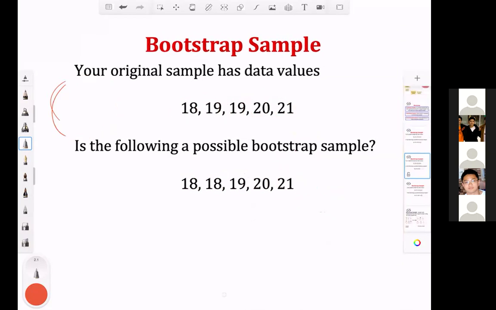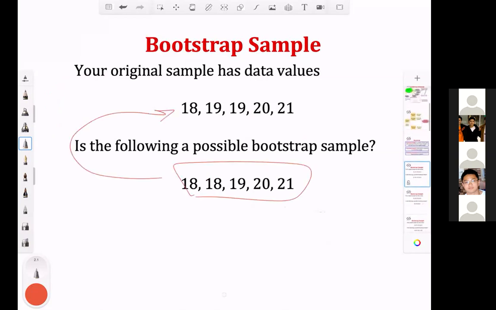What about this one? Don't guess, because we had two no's. This is going to be yes. Yes, the number of values in the sample is correct, and all the numbers we see here we also see there. Excellent.